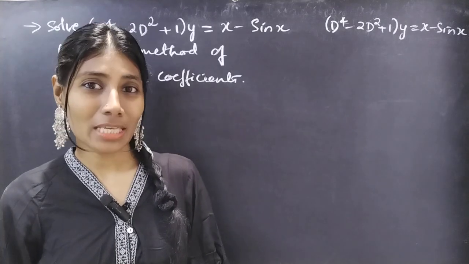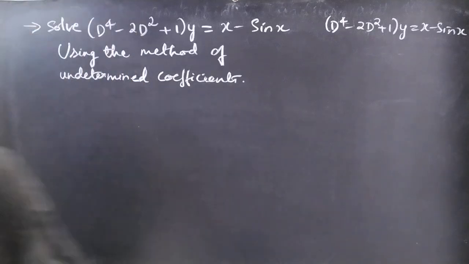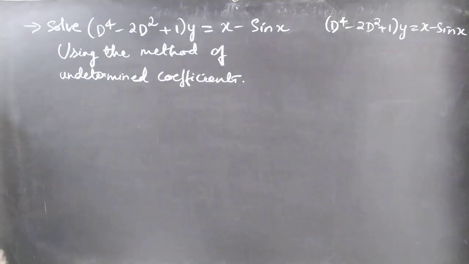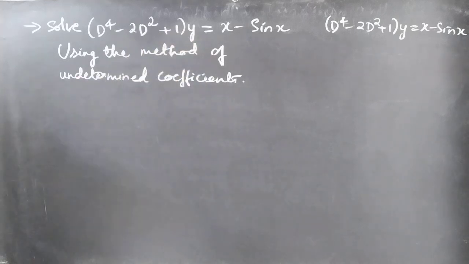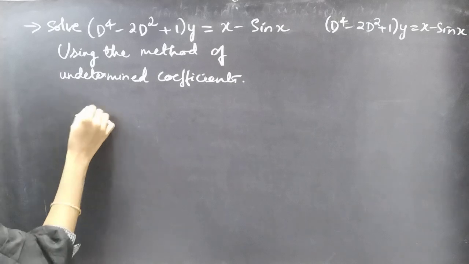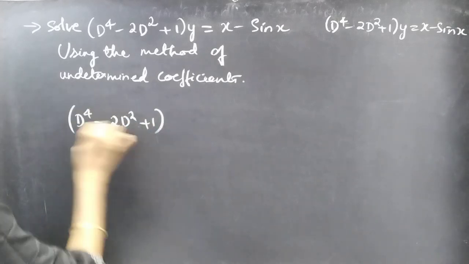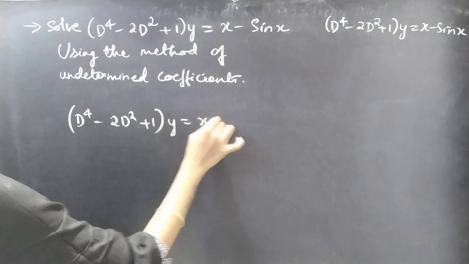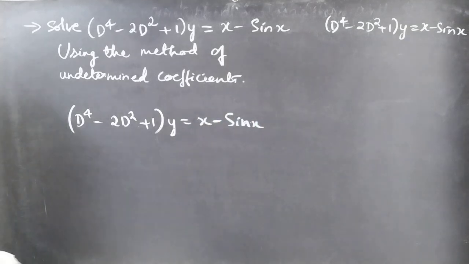In this video, we are going to see a problem using the method of undetermined coefficients. So let's get going. Problem: solve (D^4 - 2D^2 + 1)y = x - sin x using the method of undetermined coefficients. So we are given a differential equation (D^4 - 2D^2 + 1)y = x - sin x, which is an operator form f(D)y = some function of x, say Q(x), right?